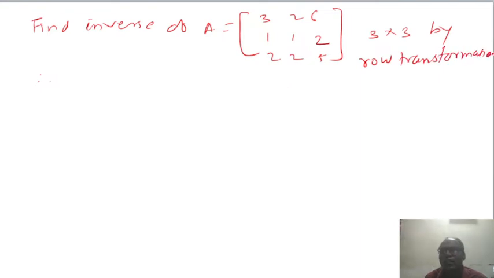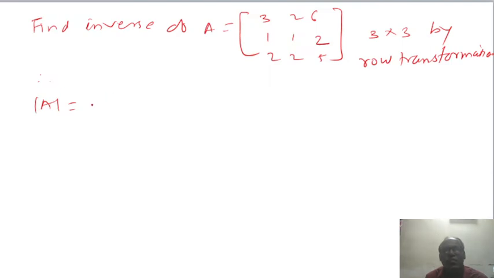Remember this thing. We use row transformation. Now, what is the first step? You should find A transpose first. No, not transpose. That is, A is equal to [3 2 6; 1 1 2; 2 2 5]. How to find the determinant of A?